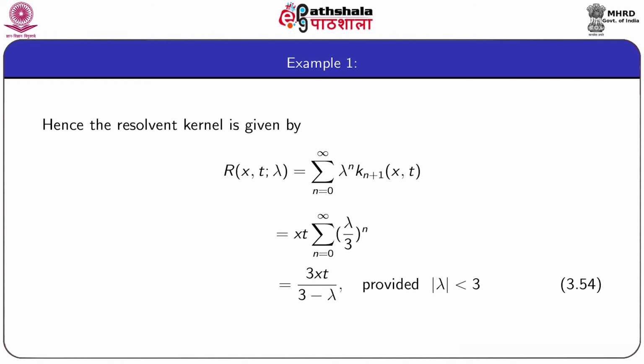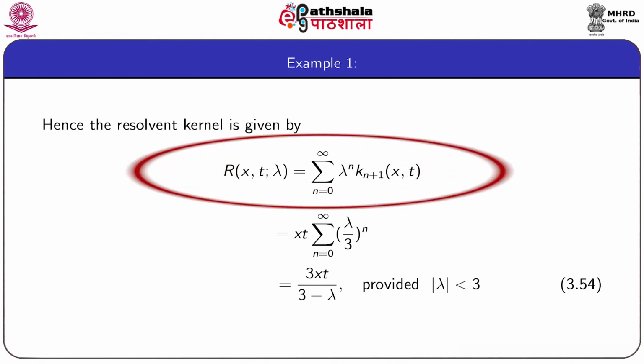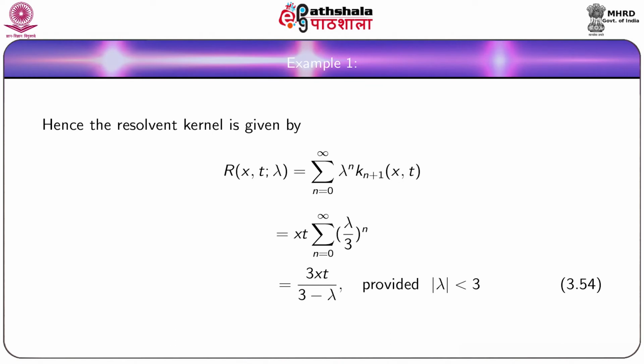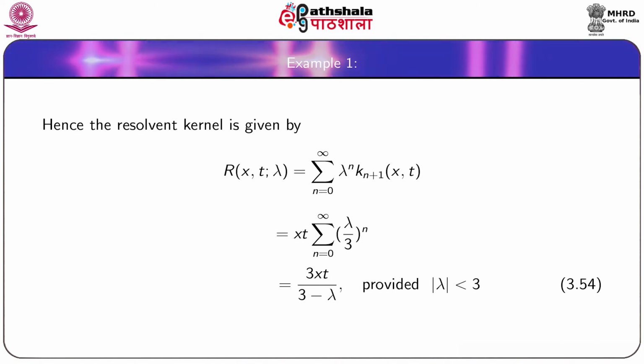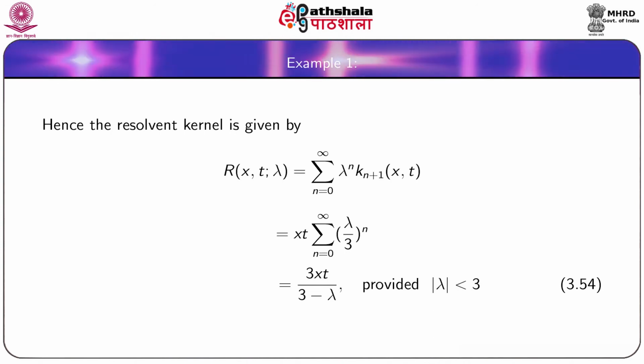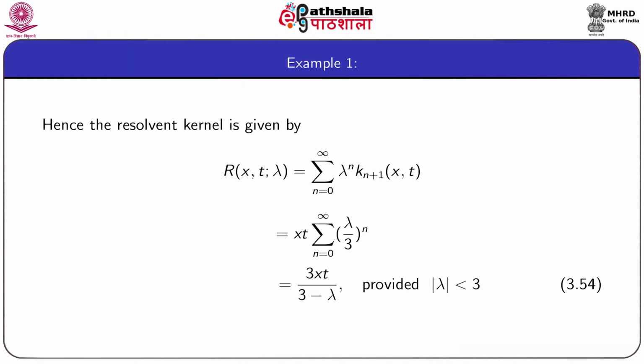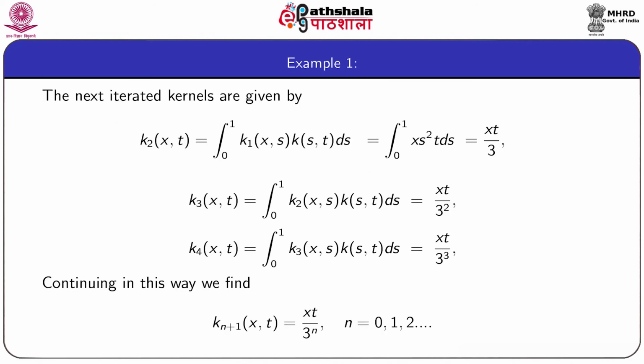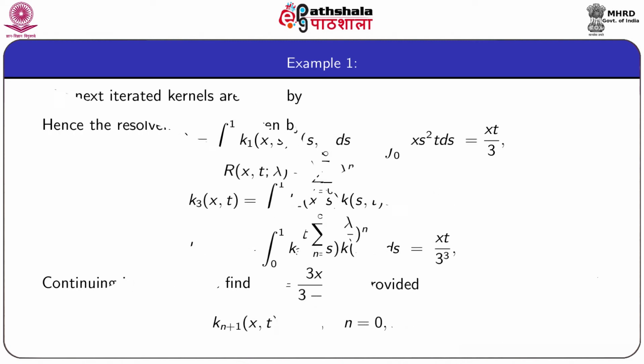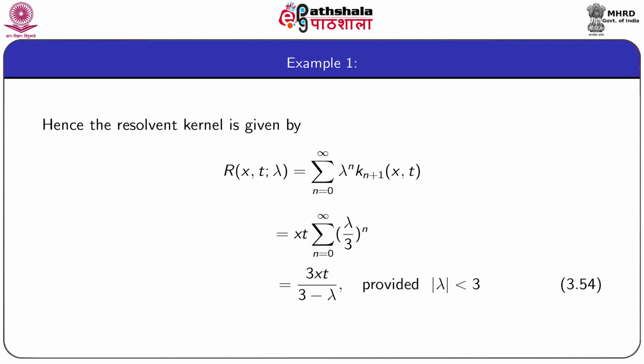Hence, the resolvent kernel in this case is given by capital R(x, t; lambda) equal to summation n equal to 0 to infinity lambda to the power n K_{n+1}(x, t). If I substitute the value of K_{n+1}(x, t) from here, we obtain R(x, t; lambda) equal to x into t, summation over n equal to 0 to infinity, (lambda by 3) whole to the power n.